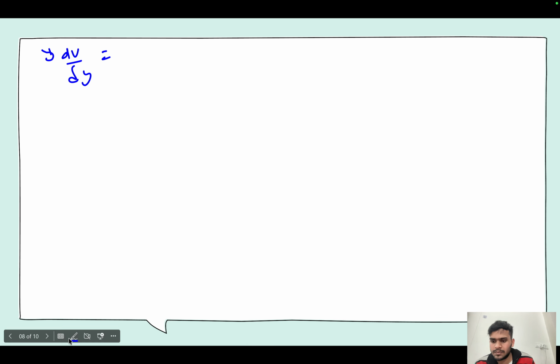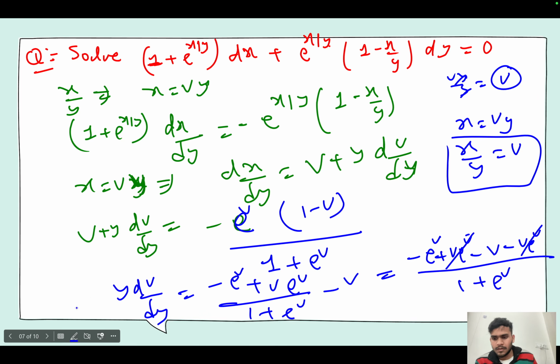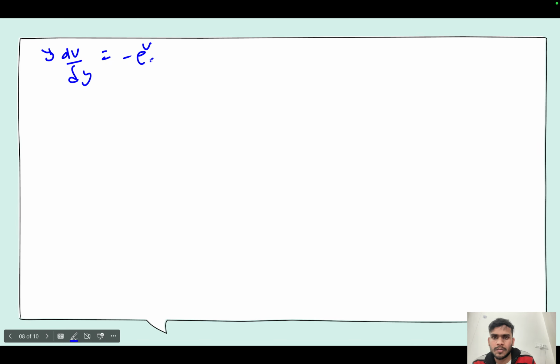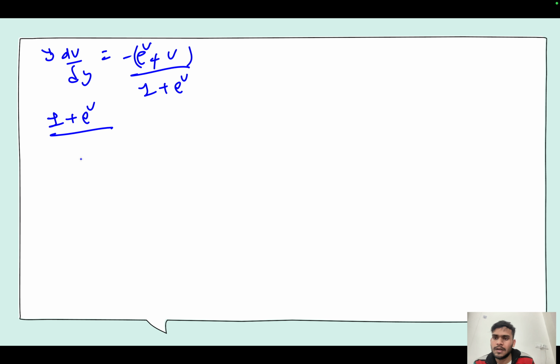So how will it look? y dv by dy is equal to minus e to the power v minus v by 1 plus e to the power v. Okay, now take minus common from this place, and then use variable separable, so it will become 1 plus e to the power v by e to the power v plus v dv is equal to minus dy by y. Okay, so now integrating on both sides.